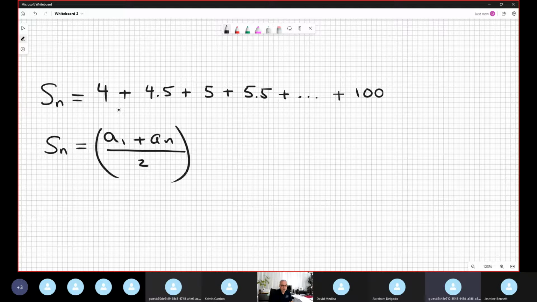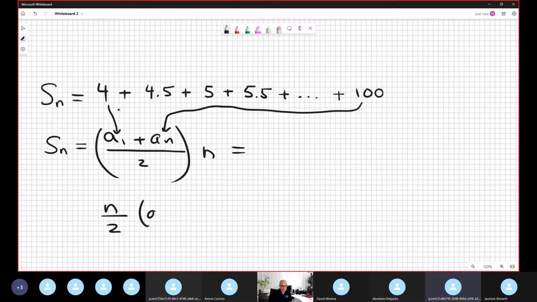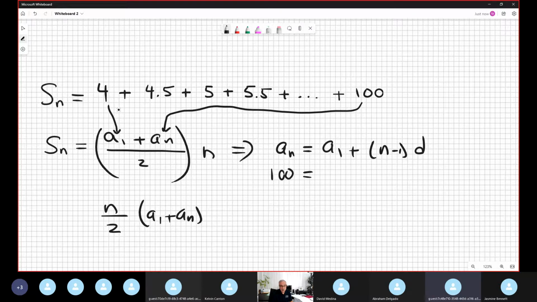It's super easy because A1 is 4. Look at that, A sub m is the last one, 100. The 2 is a constant, multiplied by m. It doesn't matter if you write it like that, m over 2 times A1 plus A sub m, it's the same. Now I need to find m again, using the explicit formula to find any position. A sub m is equal to A1 plus (m minus 1)D. A sub m is 100, the last one, and A1 is 4 plus (m minus 1)D.